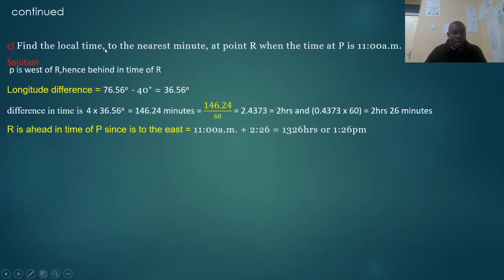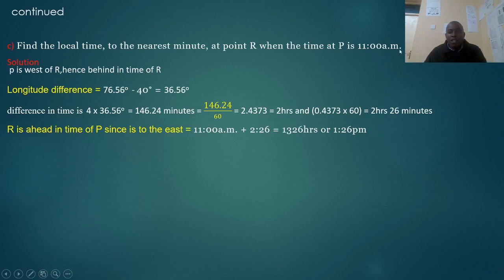Part C, find the local time to the nearest minute at point R when the time at P is 11 a.m. And remember, if you remember whatever we have done, P is to the west of R. So R is to the east of P. So the time at R will be ahead. R will be ahead of P by the time difference.